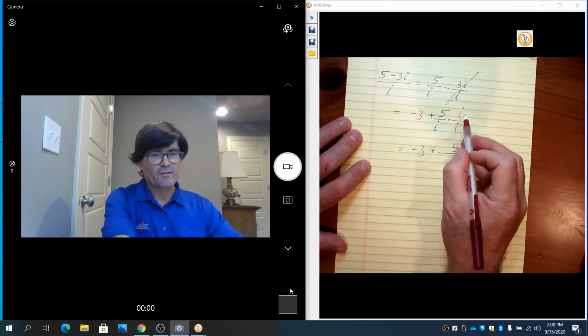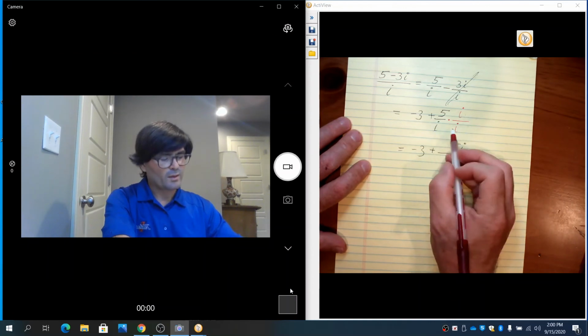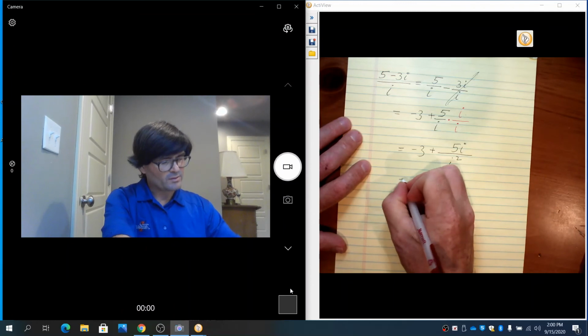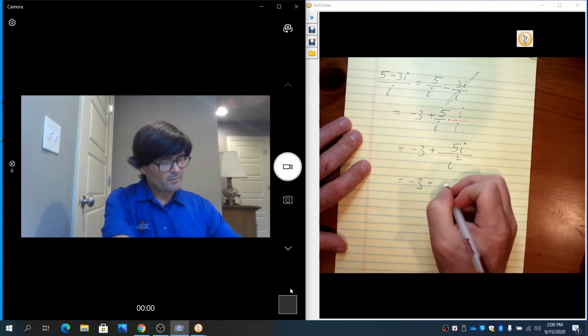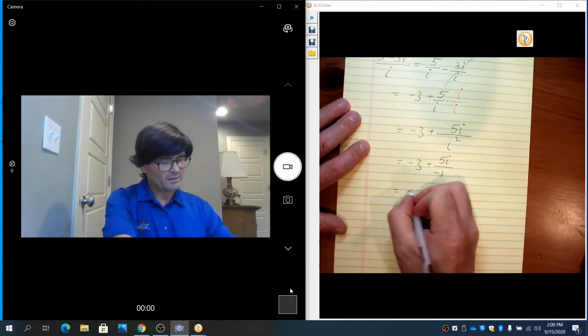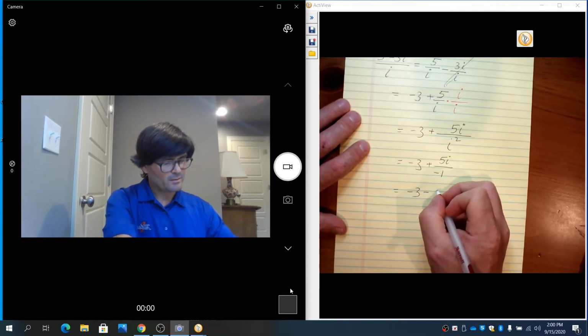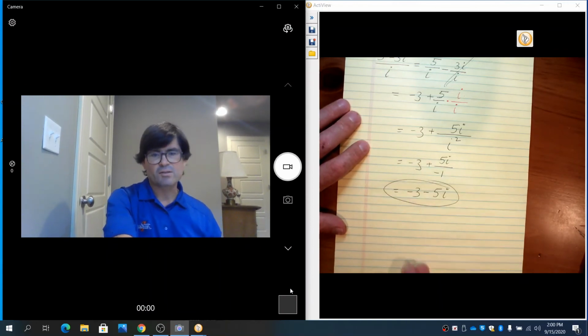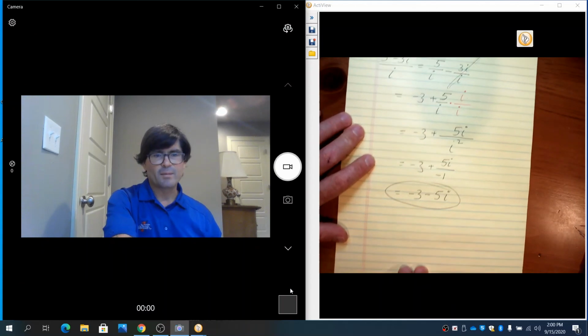And we're going to get negative 3 plus 5i. 5 times i is 5i. And then 1i times 1i is i squared. And that equals negative 3 plus 5i over negative 1. And that equals negative 3 minus 5i. So that's the end result here for dividing by i.